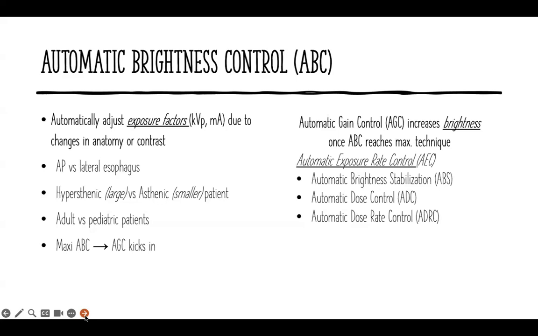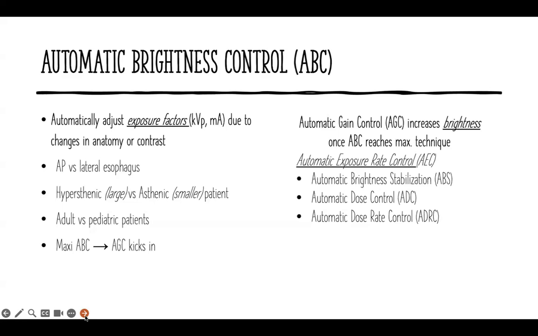So if you have a patient and you've maxed out the technique for that patient to do whatever body part or look at whatever you are looking at, you max that technique out, your AGC is going to kick in. So your AGC basically increases the brightness once the ABC reaches its max technique. So if we have patients that are a little bit larger, we still are able to see what we need to see.